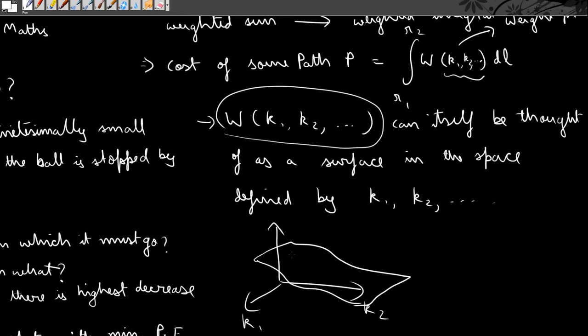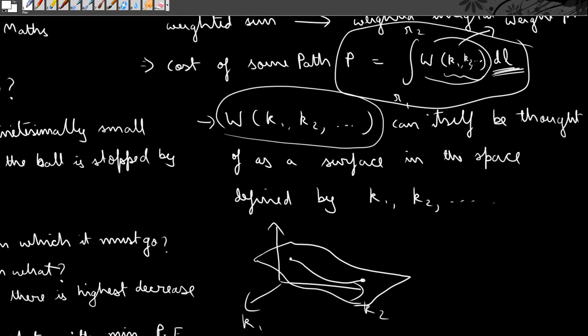Okay, and this particular integral is basically from some point to some other point, and it follows a particular path in this surface. So what I mean by this is that as the particle goes through these small traversals dl in the original terrain, as it changes its position, its weight is also going to change.